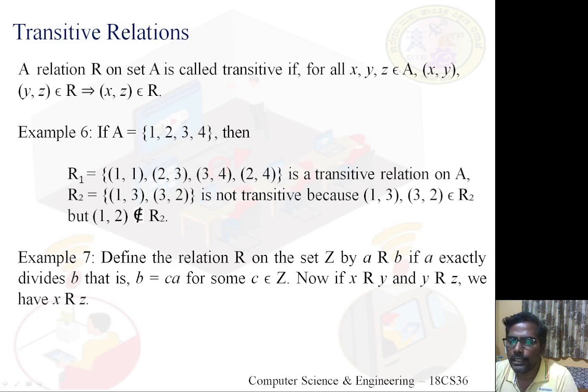So just analyze example 7. That is the relation R on Z, where a is related to b if a exactly divides b. You see that it's transitive. Got it? I repeat, analyze example 7. That is relation R on set Z, in which a is related to b if a exactly divides b, is transitive.